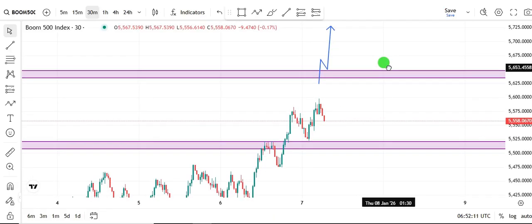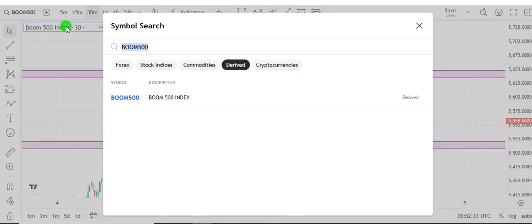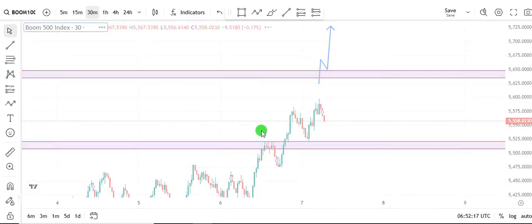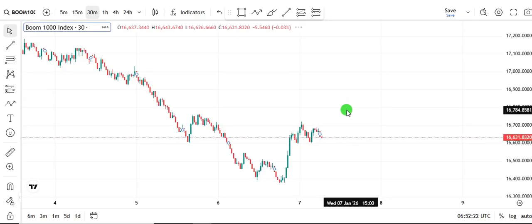All right, so that's it. We go to the next one. This is going to be Boom 1000. And just as I said, you can see other ones, so do well to choose other ones if you're not comfortable with the ones I'm currently analyzing. It's still the same structures. Just mark out your levels and see how the market's going.